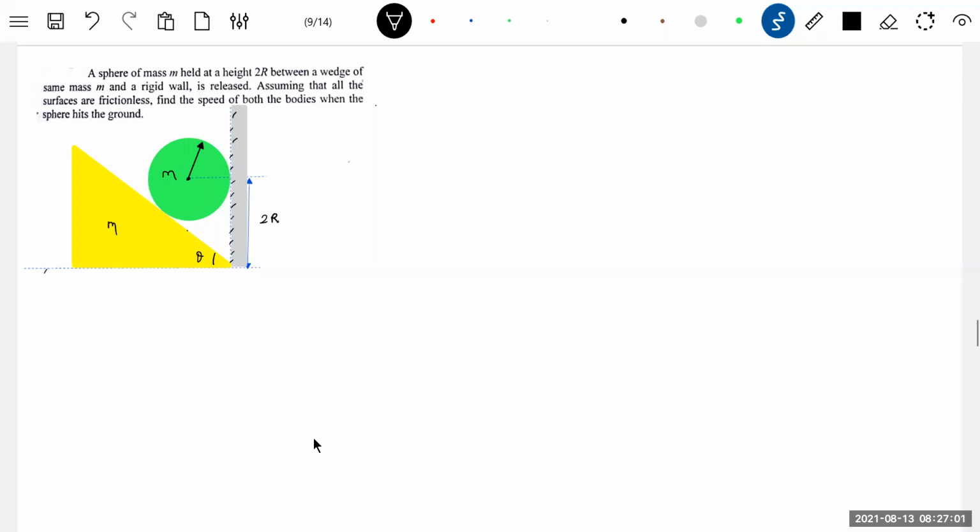If you don't know how to apply your math, I think you're going to land in trouble. There's a wall actually, a rigid wall. Some simple question is there. So he's asking: find the speed of both the bodies when the sphere hits the ground.